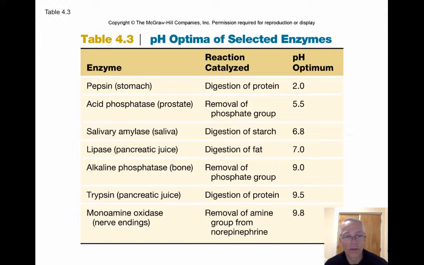So this is showing you some enzymes and the pH optimum for each enzyme. And again, it depends where that enzyme tends to work in the body, and the pH range is adapted for the conditions under which that enzyme normally works. And I don't expect you to memorize all of those, but just to give you an idea.